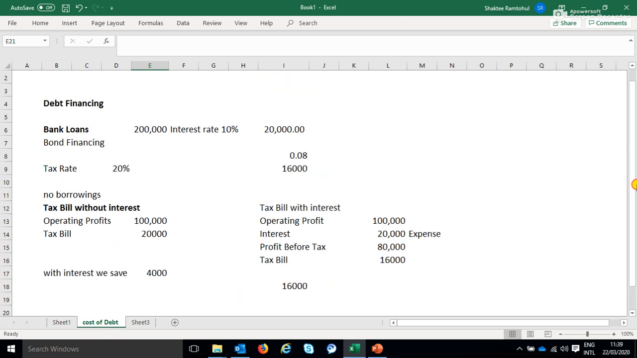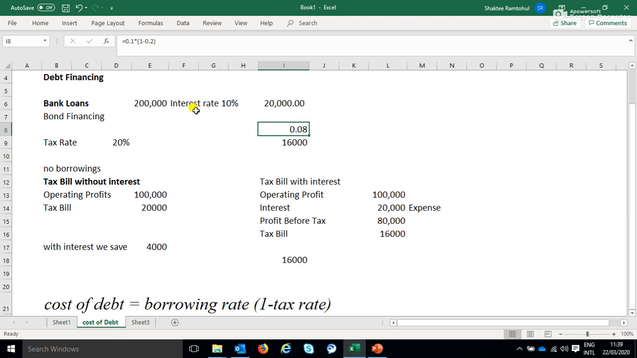tax rate. If you have a look here, 0.1, isn't that my borrowing rate? Remember, my borrowing rate is 10% or 0.1. Multiply by 1 minus 0.2. So 1 minus 0.2 multiplied by 0.1 gives me 8%. And this multiplied by 200,000. So in effect, that is my cost of debt.